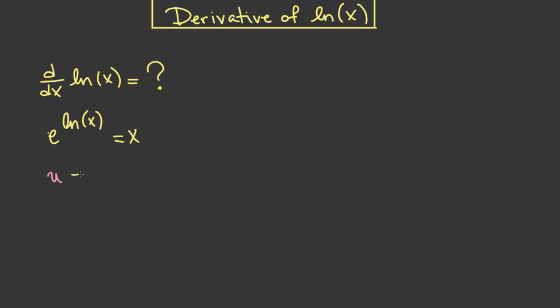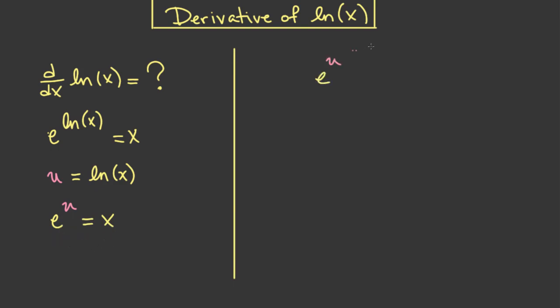If we let u equal log x, then this equation is exactly saying that e to the u is equal to x. So now we're going to start with this equation, and we are going to implicitly differentiate. I'm leaving some room here so that I can differentiate both sides with respect to x. The derivative of x with respect to x is equal to 1.